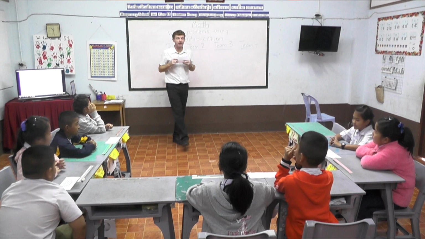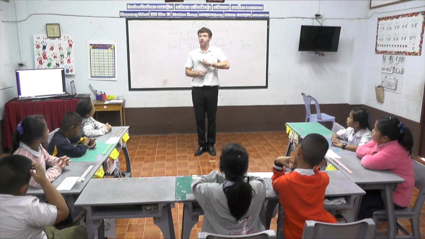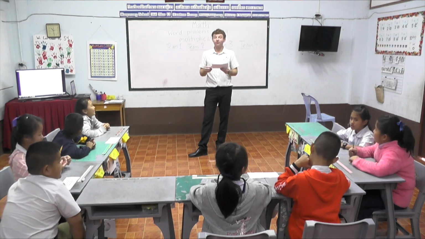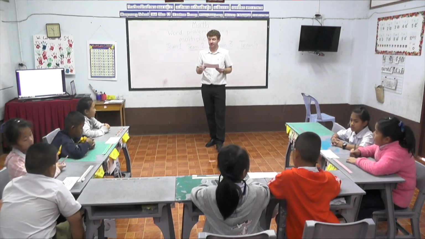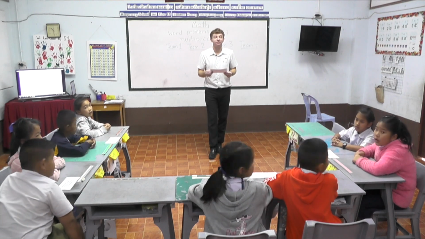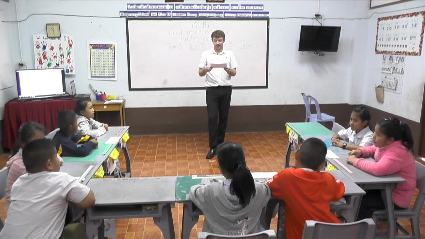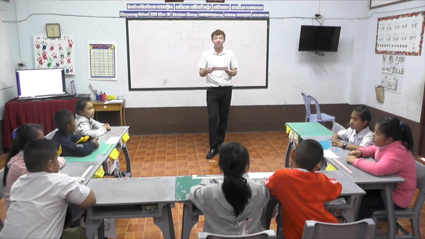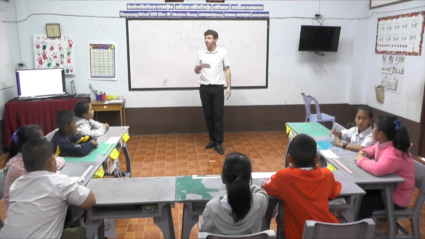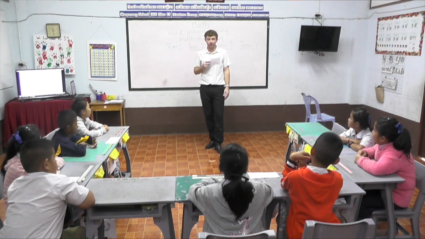Okay, are you ready for word problem number 2? Let's read together first. Word problem number 2. John collects 25 baskets of eggs from his chicken farm. Each basket contains 15 eggs. So, how many eggs are there in total?